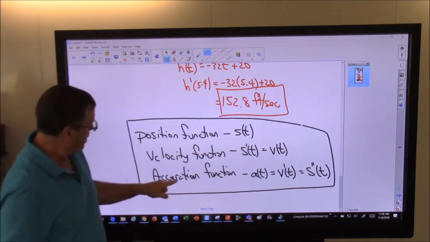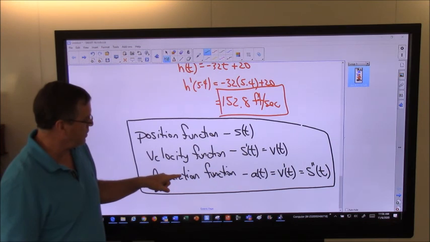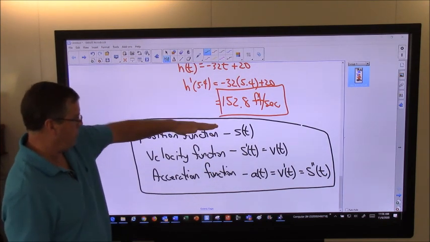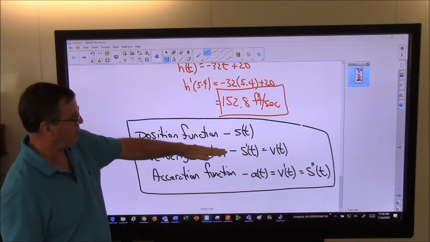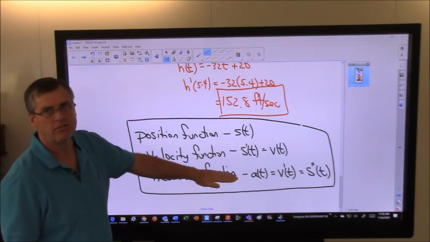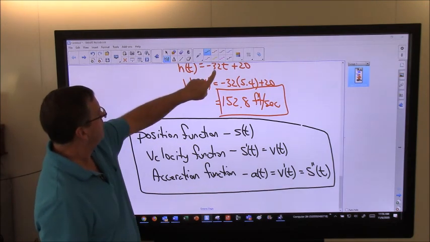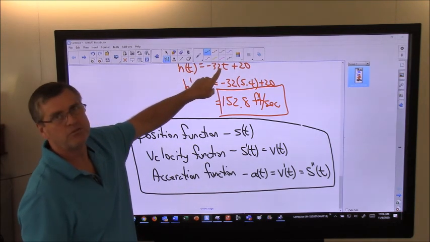So you guys will get asked some questions today about finding the acceleration of something. And so when you do that, whatever your position function is, you take the derivative and then do the derivative again. Okay? If I had to do the derivative of this again, it's just negative 32.